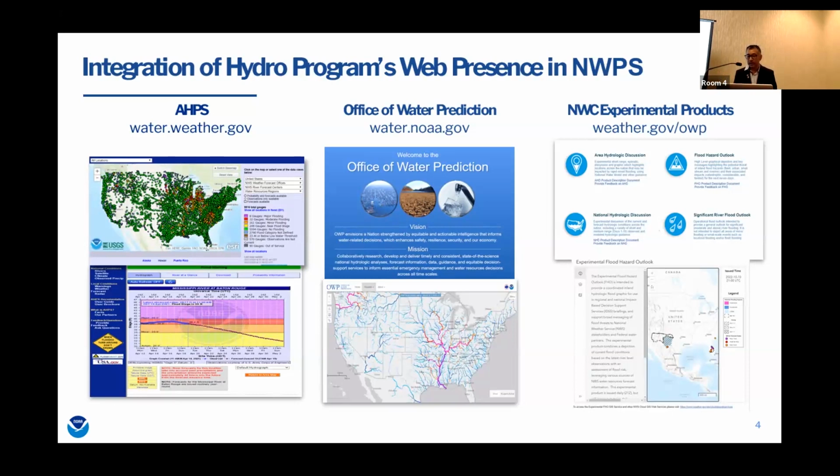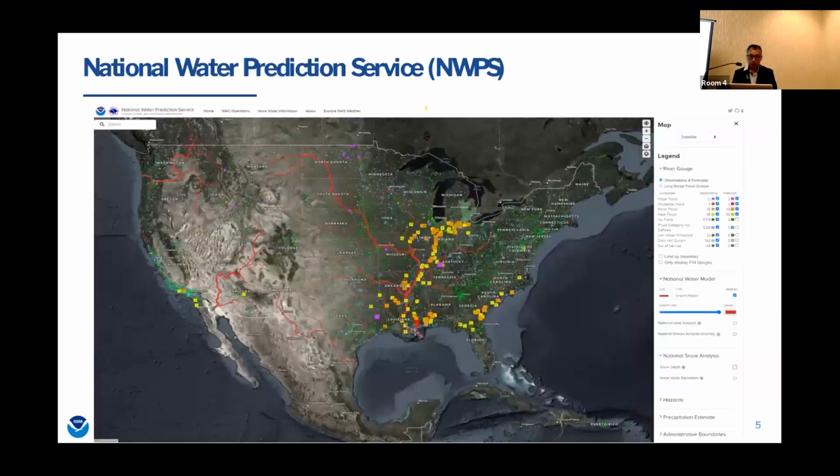So this web delivery platform is also going to be the primary source of our weather service water data and forecast information. It combines all these three information sources. This is a sneak peek of what the National Water Prediction Service will look like. It is still in development right now, and we're expected to go live early next year, around January, February. So this is coming and we're very excited about it.